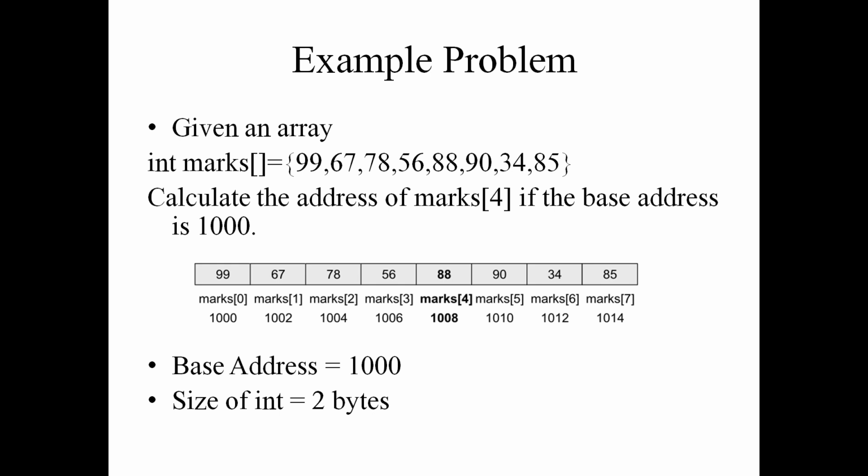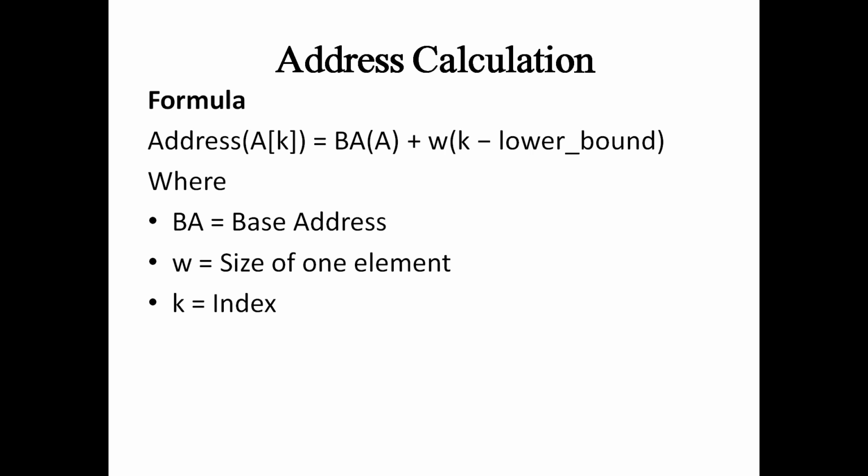Suppose given an array, int marks is equal to 99, 67, 78, 56, 88, 90, 34, 85. Calculate the address of marks of 4 if the base address is 1000. As I have shown you the formula for address calculation, the address of any array element is equal to BA, the base address of the array, plus the size of one element, the width of one element, which depends on the data type. And here k is the index and lower bound is the starting index value.